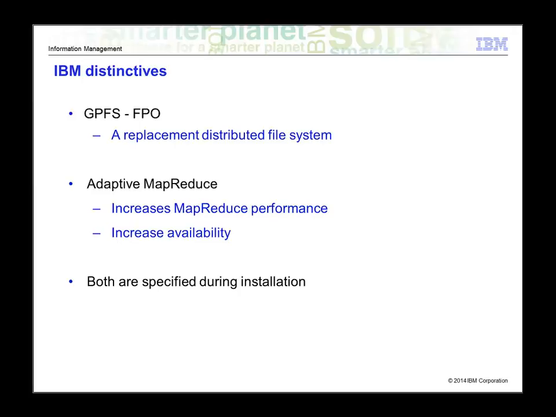GPFS FPO is General Parallel File System File Placement Option. It is a replacement for HDFS. Adaptive MapReduce is designed for better performance and availability when compared to Apache MapReduce. Both of these components are options to be installed during the installation of Big Insights.